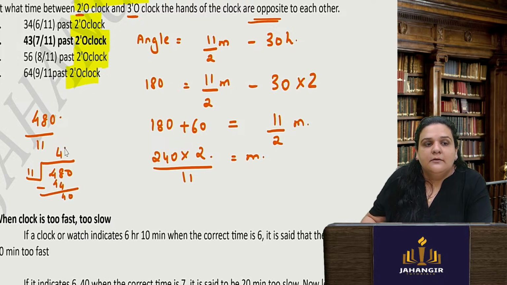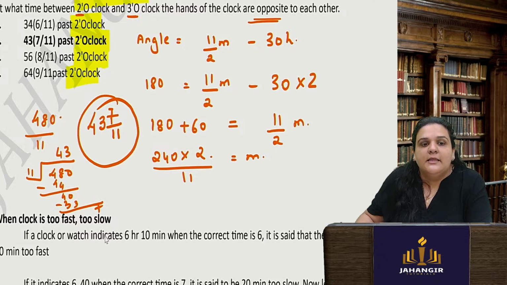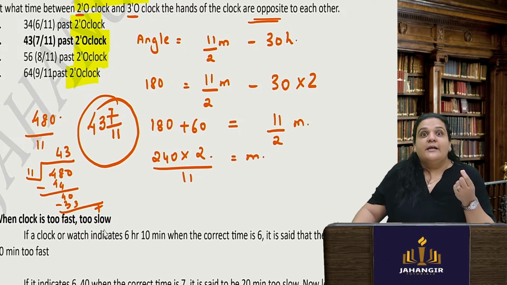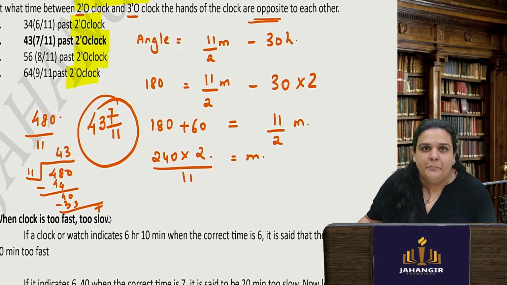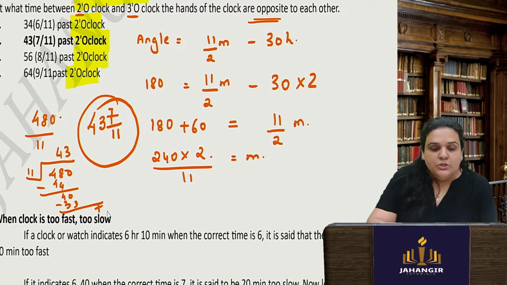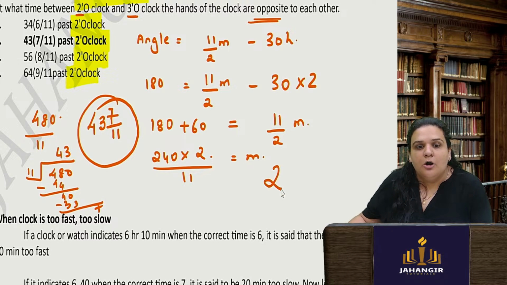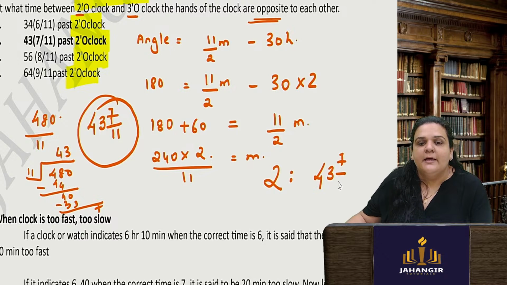11 3s are 33. You will be left with 7. So what will be your answer basically over here? It will be 43 7 upon 11. The minutes is going to be 43 7 by 11, the fraction of the seconds is there. So your answer is going to be 2 o'clock past 43 minutes 7 by 11.